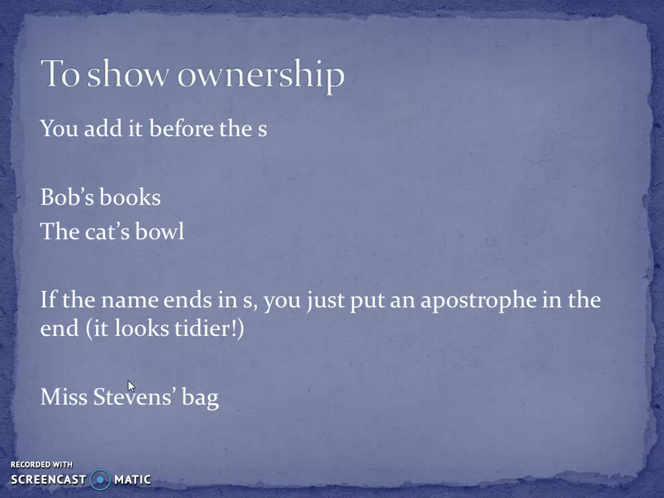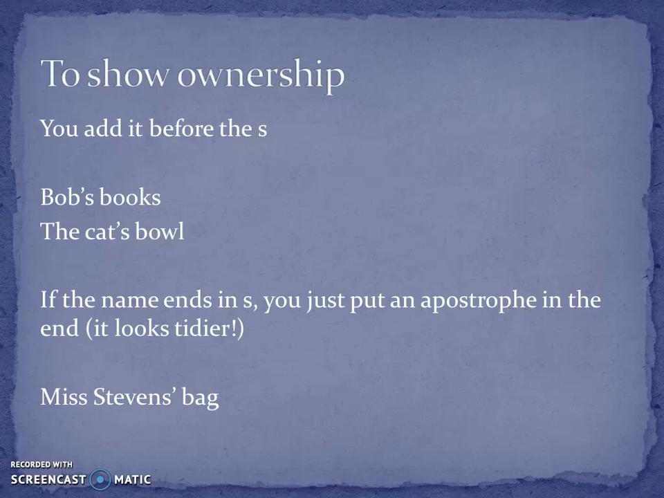To show ownership, you add it before the S. So you have Bob's books, Bob apostrophe S books. The cat's bowl, cat apostrophe S bowl. Now, if the name ends in an S, you can just put the apostrophe at the end.